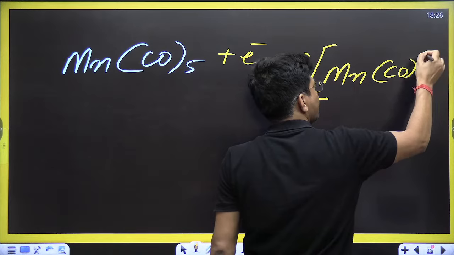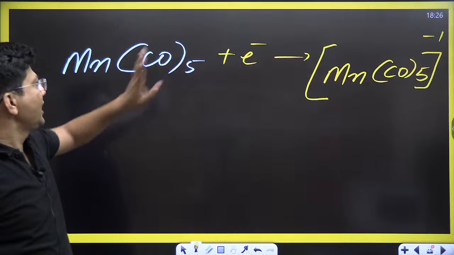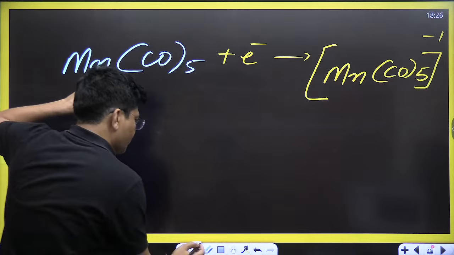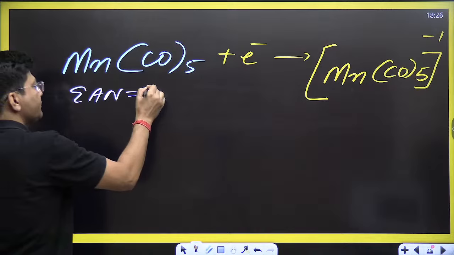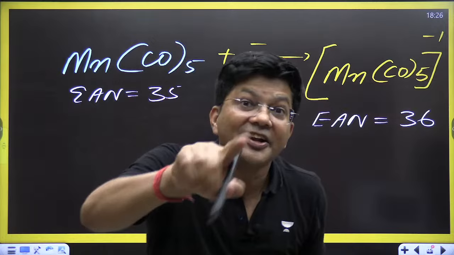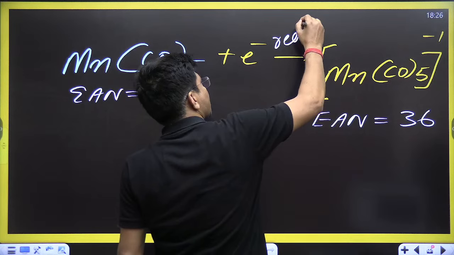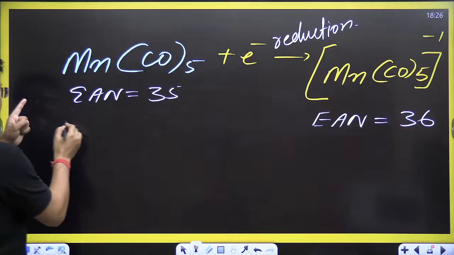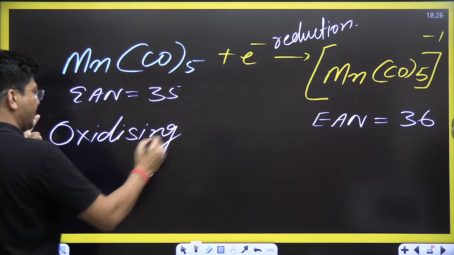Now see, kids, it got one electron. Now its effective atomic number is how much? It is having effective atomic number of 35, but that compound after reduction, its effective atomic number is equal to 36. So it is undergoing reduction. This compound is undergoing reduction, and the compound which undergoes reduction is an oxidizing agent. Am I right? Now this compound is an oxidizing agent.